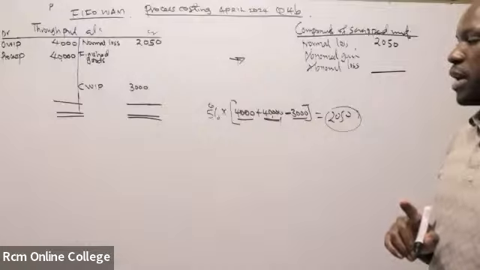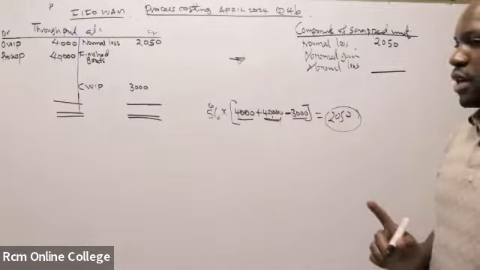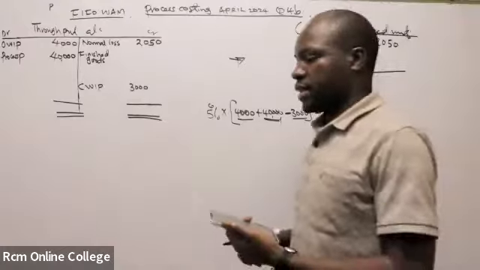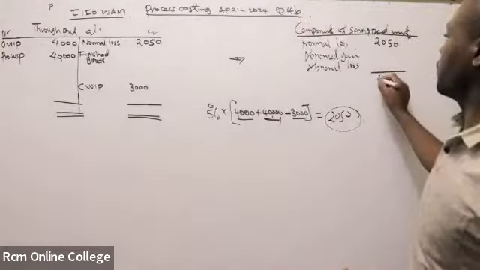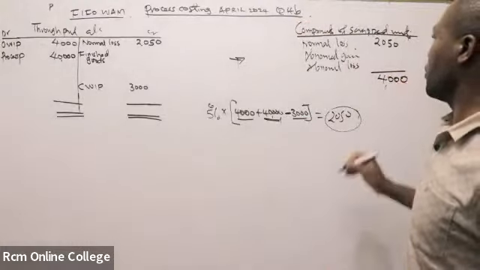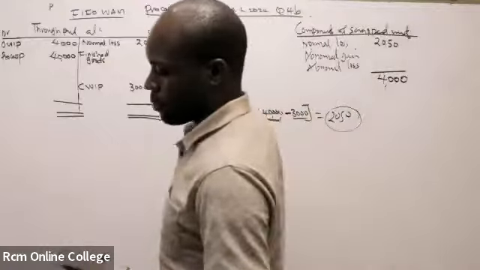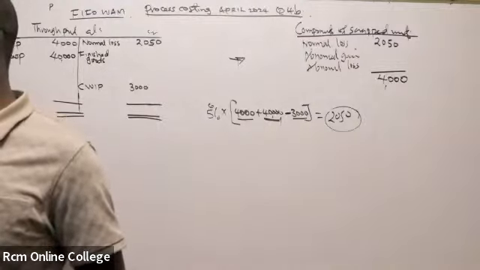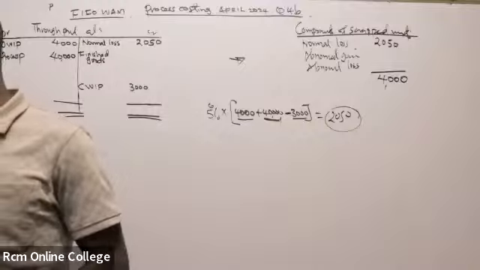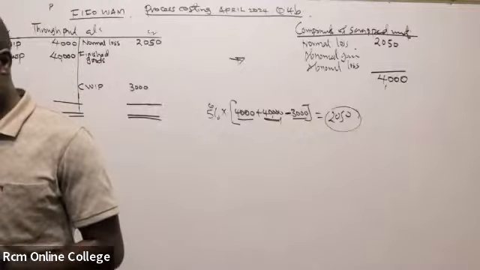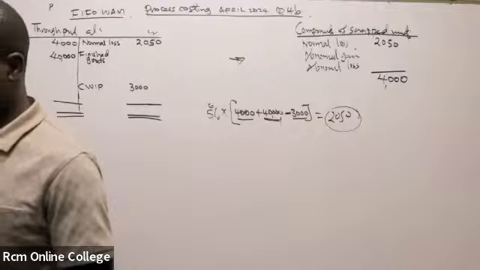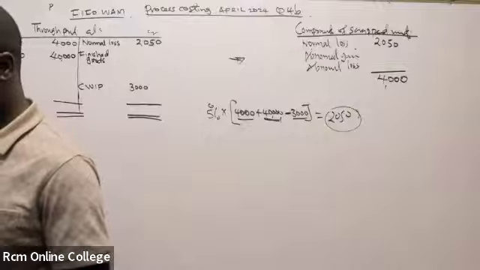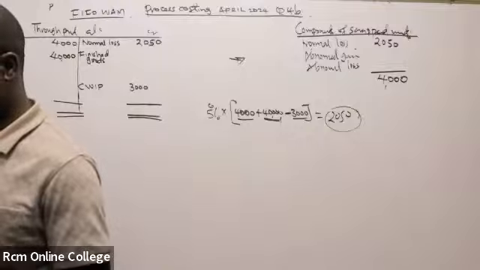The scrap units, how many were we told? Scrapped units, 4,000. A total of 4,000 units. That's our scrapped unit. So what are we having as the abnormal gain or abnormal loss?